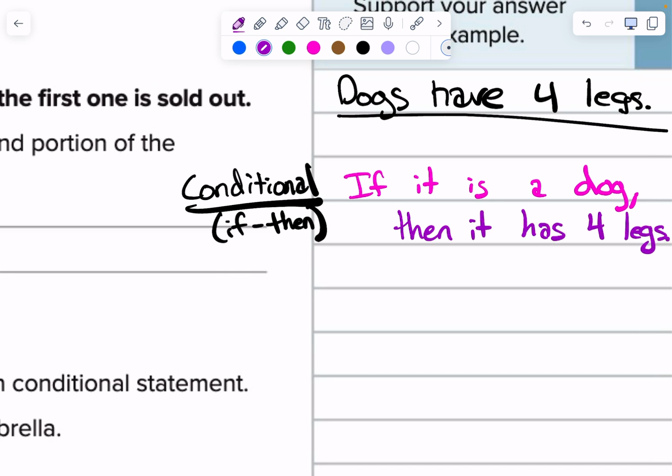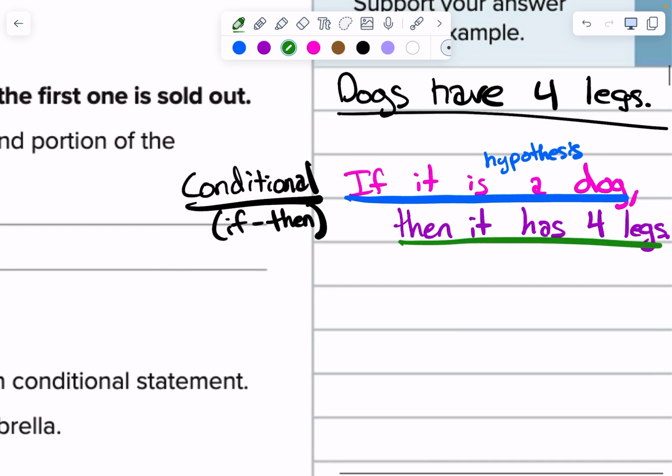Okay, and then yesterday we talked about how a conditional has 2 parts. The if part is called the, do you remember? The if part is called the hypothesis. The then part is called the conclusion. Okay? If and then. If something happens, then something happens. Hypothesis, conclusion. Got it?